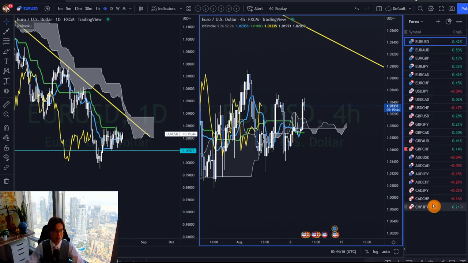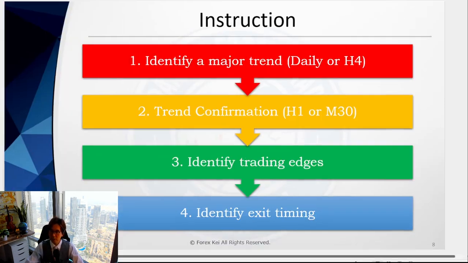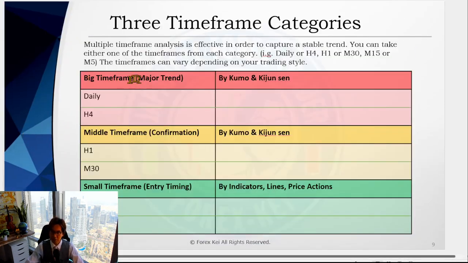I have 21 pairs on my watch list, and I screen in this manner. Let me go to the next slide. First, I check the major trend, either on the daily or the 4-hour. This is actually important. I don't require both time frames to be trending, because it's rare to find both the daily and 4-hour trending at the same time. So I take either the daily or the 4-hour.